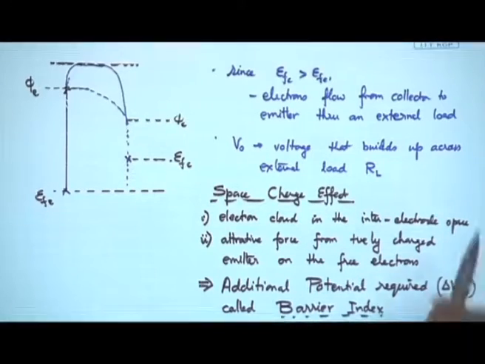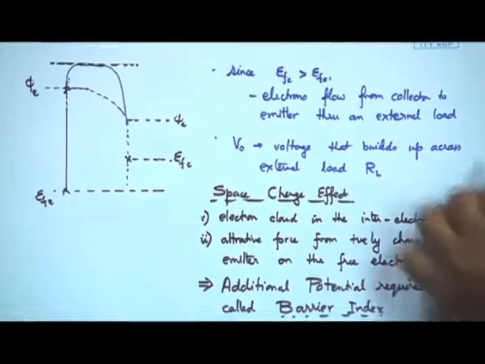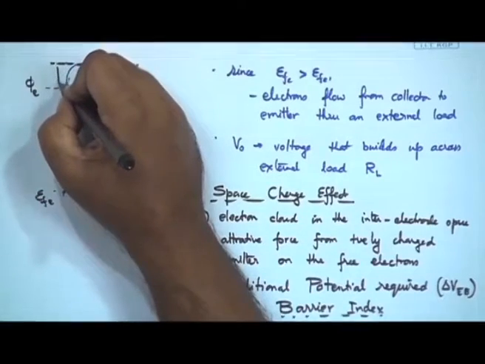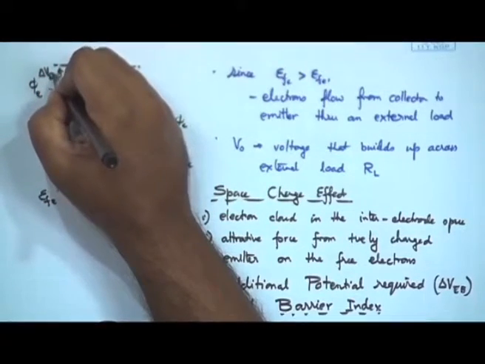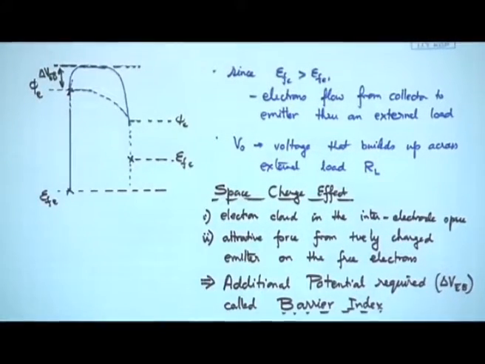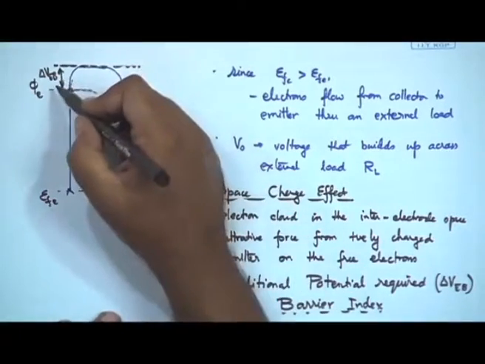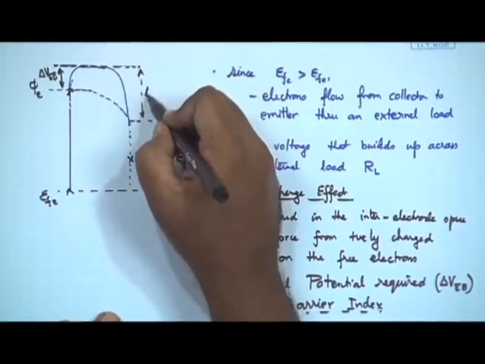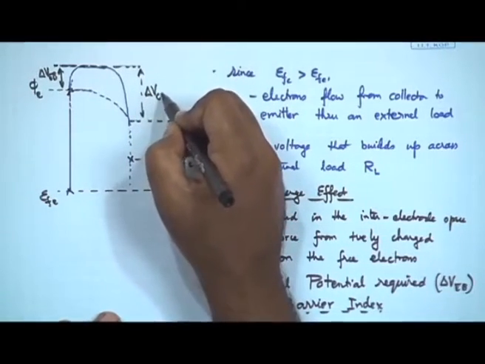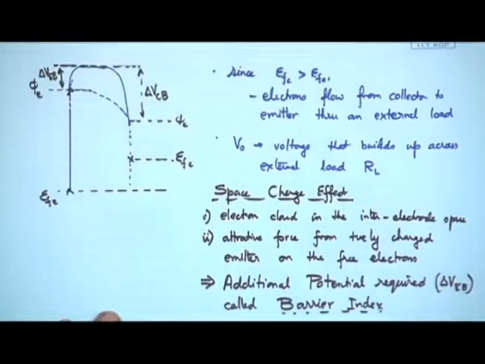Okay. So, what happens, I will now write it down. So, this additional potential is delta V E B, the barrier index. Clear? So, the barrier index of the emitter. So, therefore, we will accordingly call this as delta V C B. Clear?